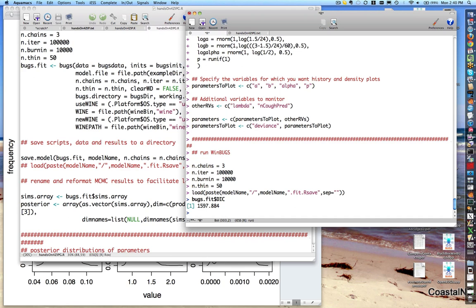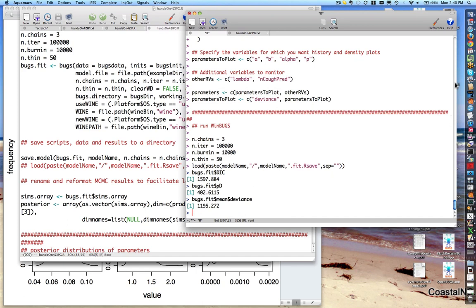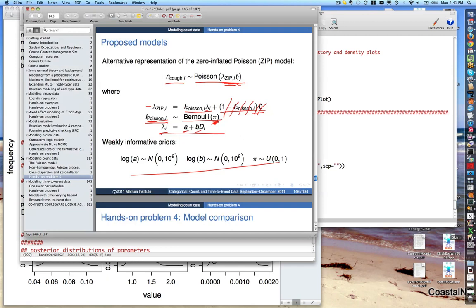And our mean deviance. Okay, so let's go grab that. Let's see our table so we can compare it to what we saw before. Okay, where did skim go? There it is. Okay, so remember, here's our model comparison.